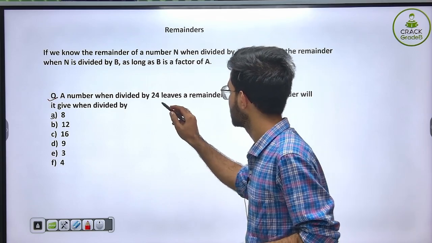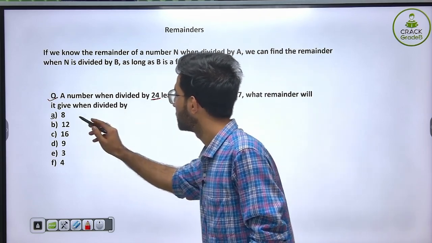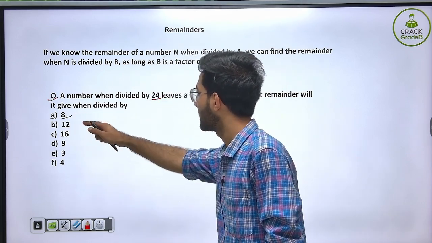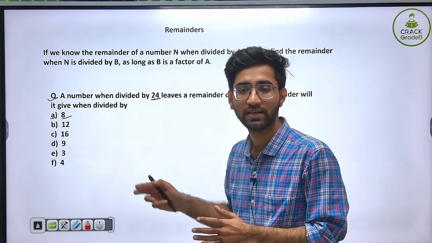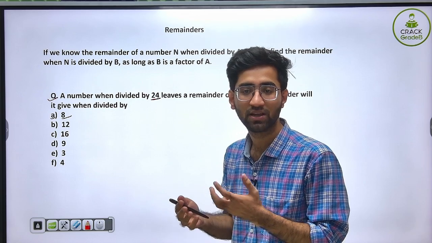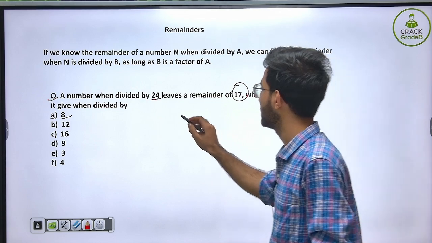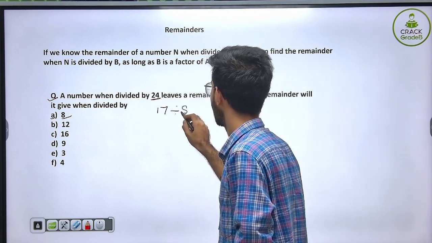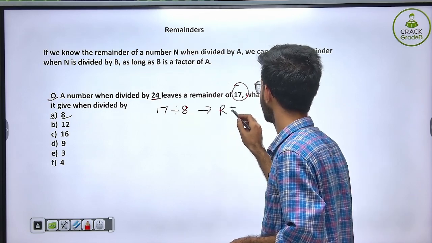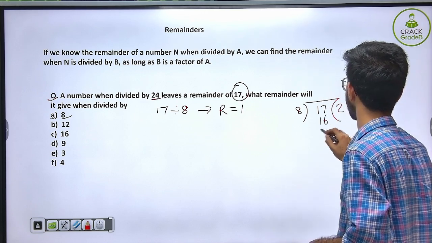See, earlier in the question it has been given that the number has been divided by 24, and now we have to divide the number by 8, right? So you can observe that 8 is a factor of 24. So how can we answer this question correctly and quickly? Simple. You have to divide this remainder 17 by 8. And if you divide 17 by 8, what will be the remainder? The remainder will be 1. See, 8 into 2 is 16, so 1.